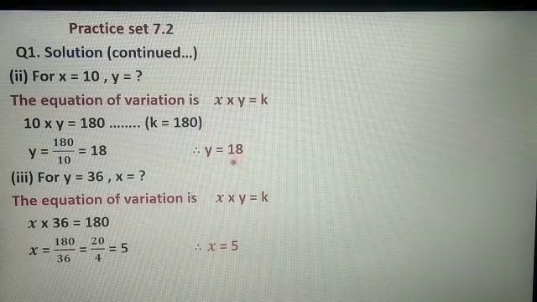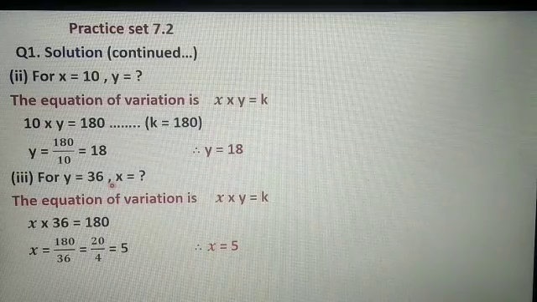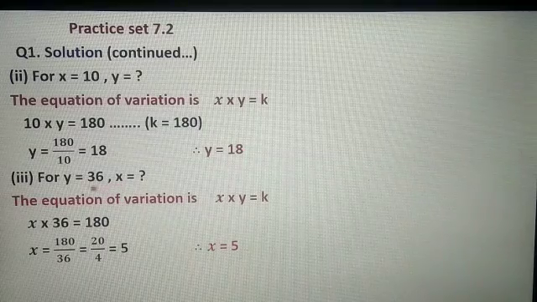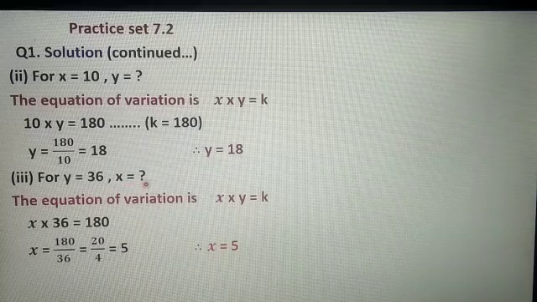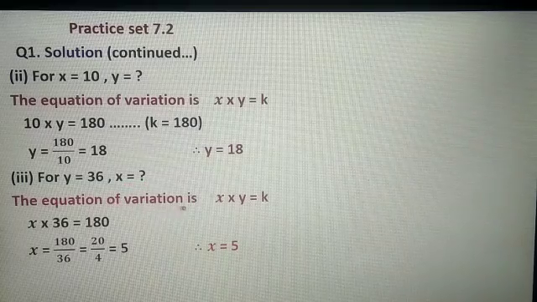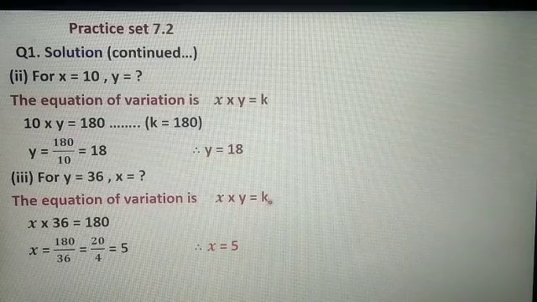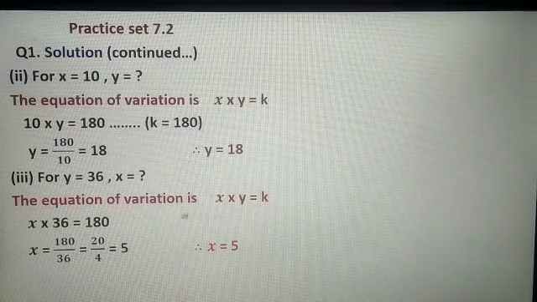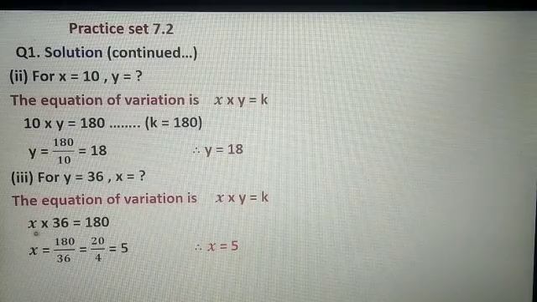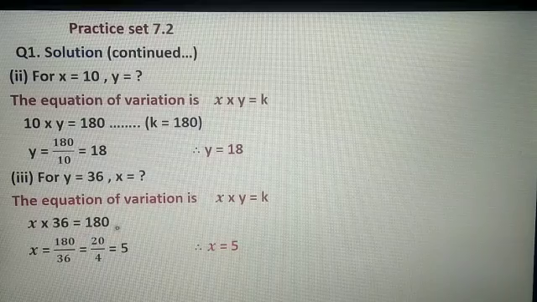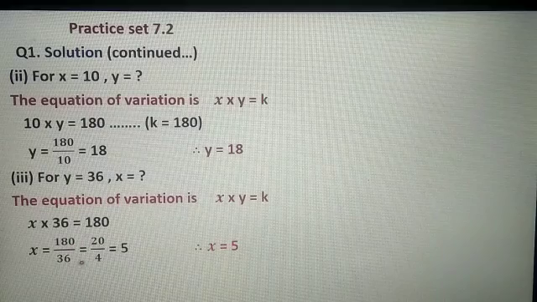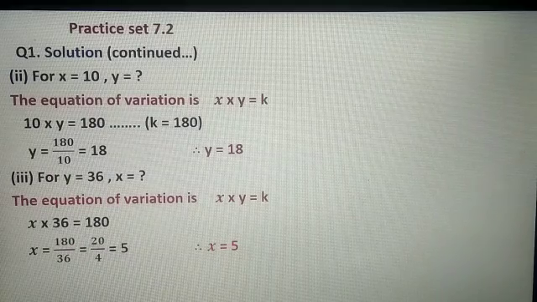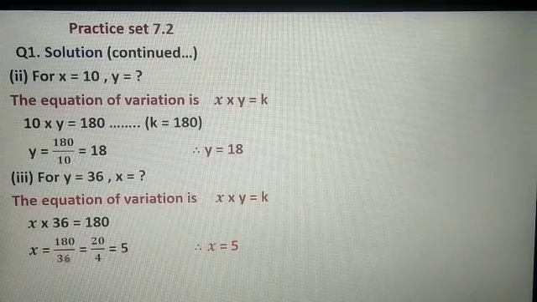Now in the table, the third example, there also you have to find X and Y is given as 36. So X is equal to question mark. Same here, the equation of variation is X into Y is equal to K. So putting the values of Y and K in this equation, what do we get? X into 36 is equal to 180. Therefore X is equal to 180 upon 36. So here I have cancelled 180 and 36 by 9.